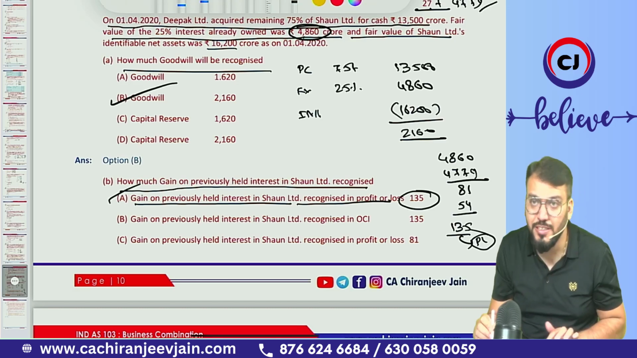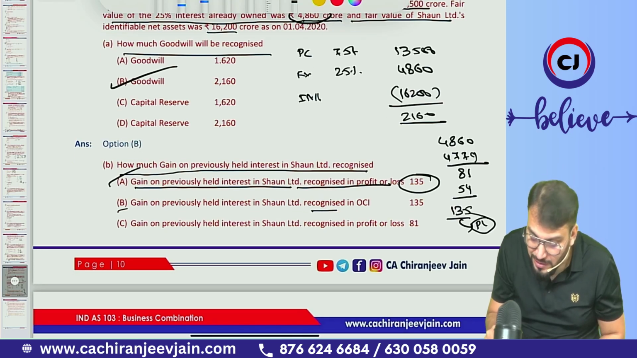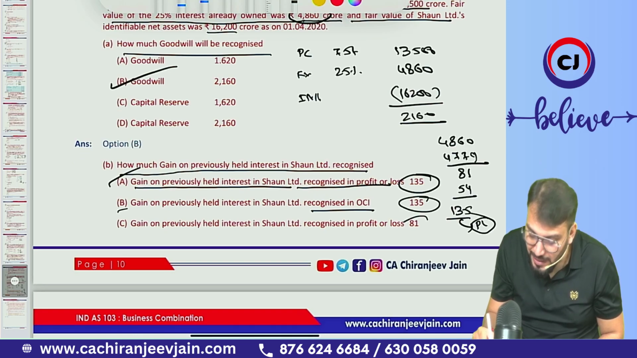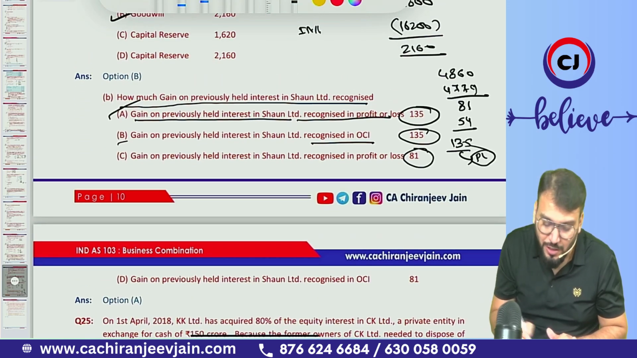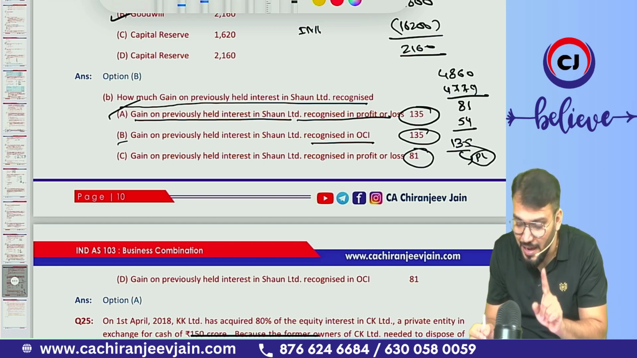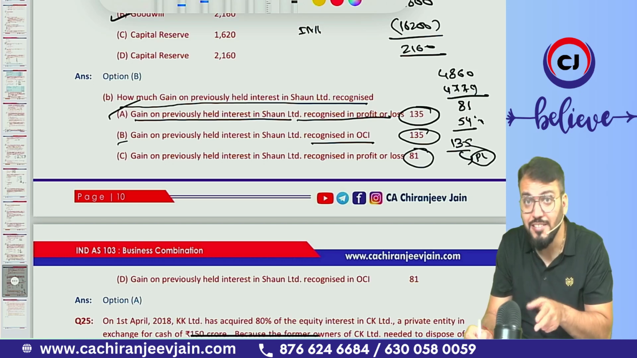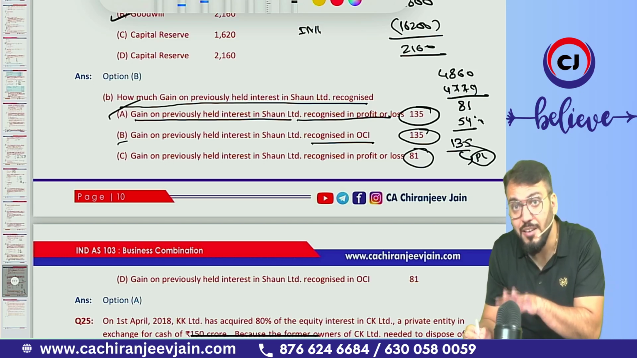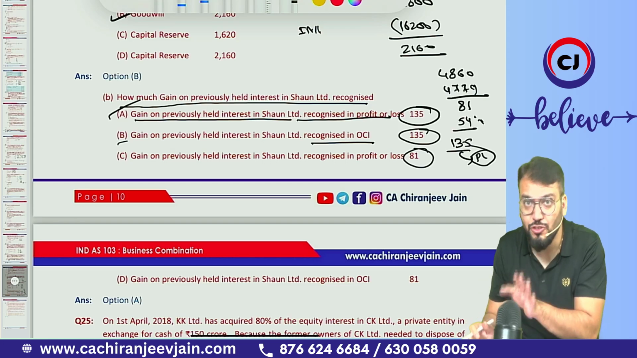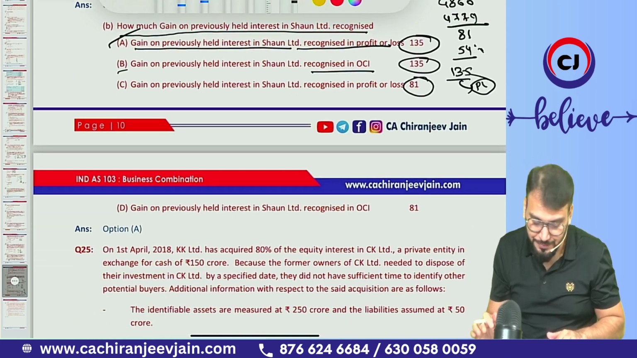Option number A is only correct. Option number 2, recognized in OCI, is not correct. 81 is not correct. So option number A is only correct. I hope you have understood this point. This very important question can be asked either for 2 marks in MCQs or as a 5 to 6 marks descriptive question also. Got this point? Yes, sir.